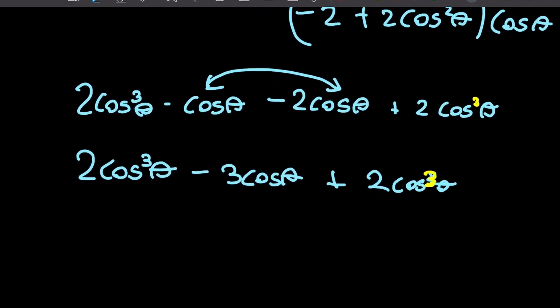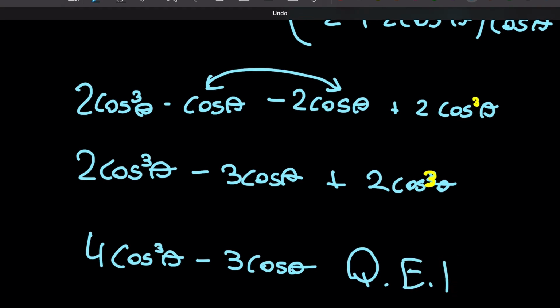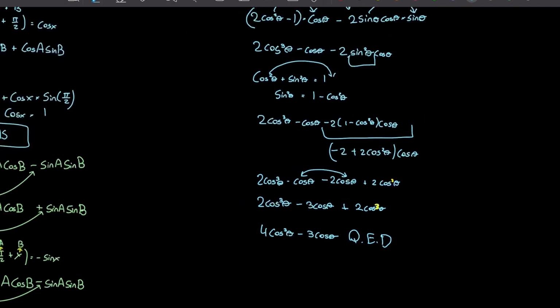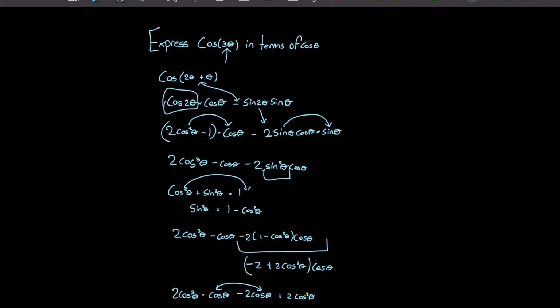Great, so now we can add these, so we'll have 4 cos cubed theta minus 3 cos theta. And if you realize, this is in terms of cos theta alone, which is all we wanted to do. So great, we were able to solve that question. We were able to express cos 3 theta in terms of cos theta alone.